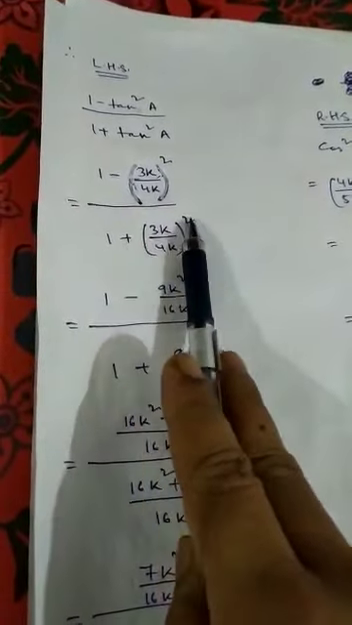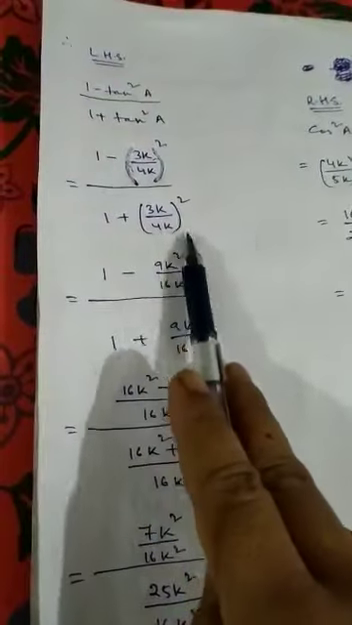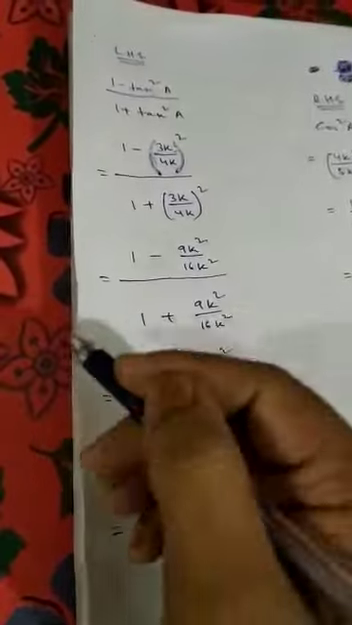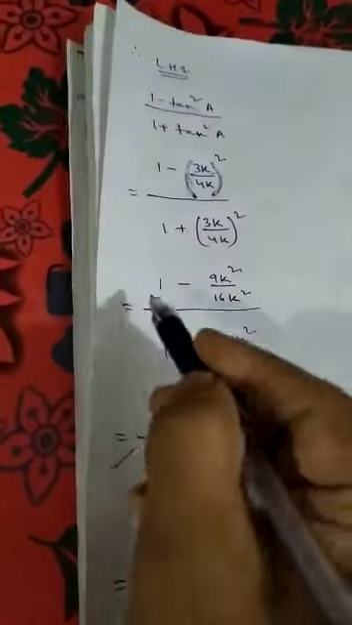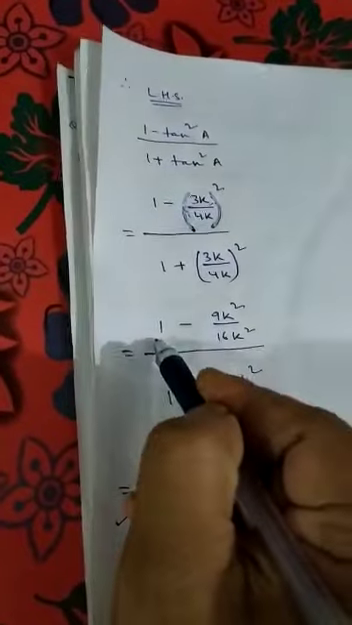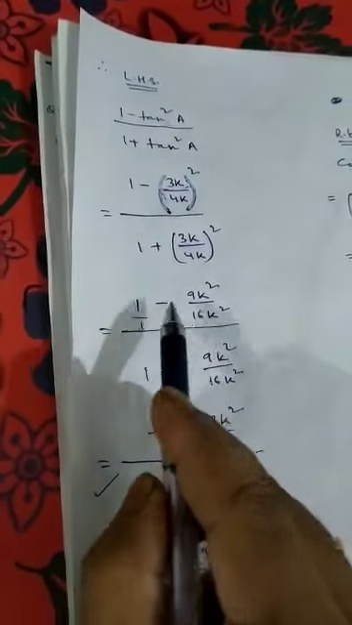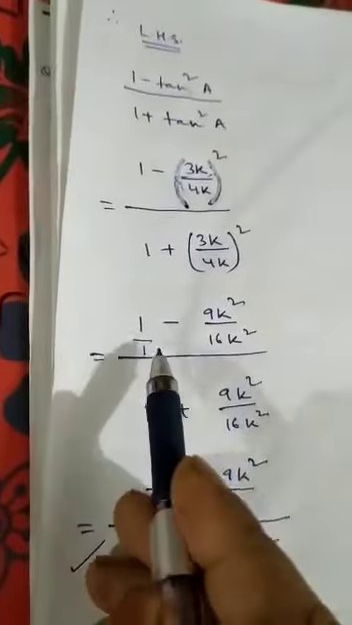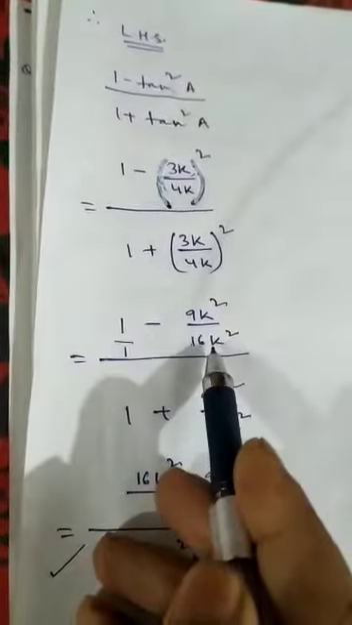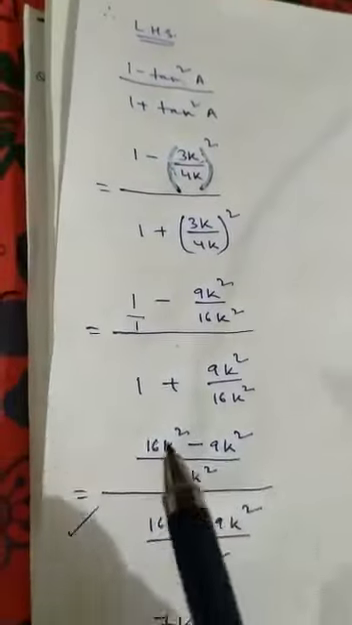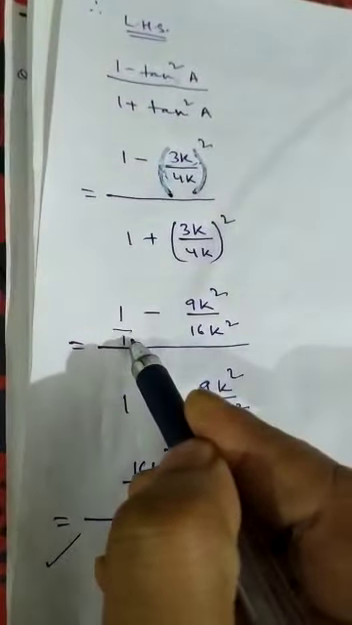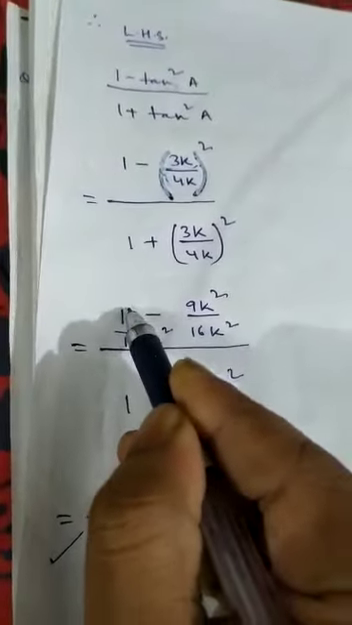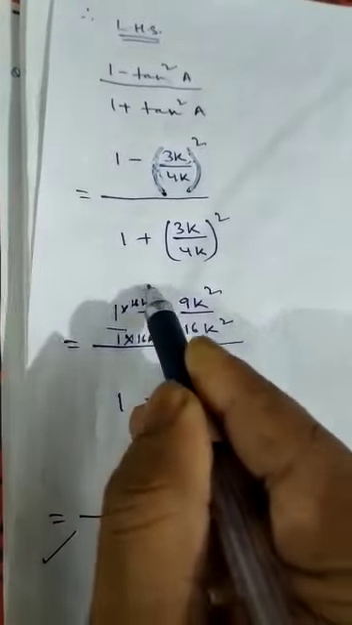Similarly, here also 3k whole square will become 9k square and 4k whole square will become 16k square. Now in this step I will take the LCM of these two. LCM of 1 and 16k square is 16k square. So what number will I multiply with 1 to get 16k square? Definitely I will multiply 16k square here, so in the numerator also I will have to multiply 16k square.